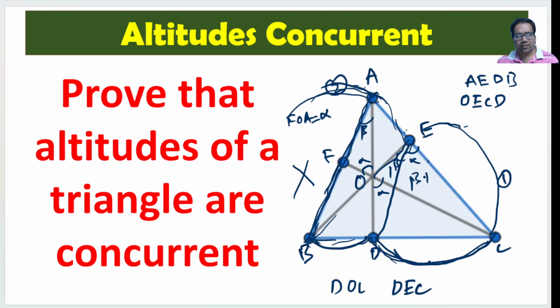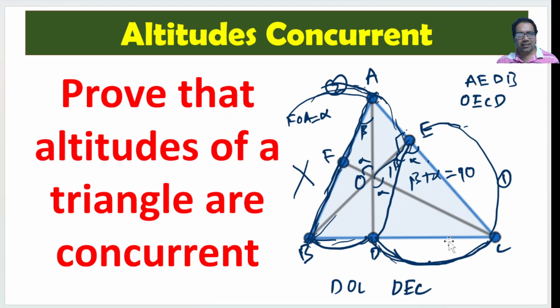But beta plus alpha equals 90 degrees, because BE is actually an altitude. So this angle is 90 degrees, this angle is also 90 degrees. Alpha plus beta is actually 90 degrees. What does that mean? This alpha plus this beta is also 90 degrees. This angle must be a right angle, because in this triangle AFO, two of the angles together make 90 degrees. That means the third angle should be 90 degrees, which is what we wanted to prove.